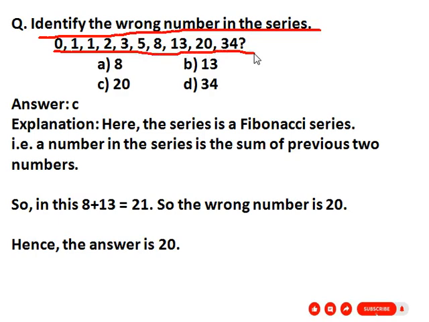See, this is a Fibonacci series. Fibonacci series what? So 0 plus 1, 1, then 1 plus 1, 2, then 1 plus 2, 3, then 3 plus 2, 5, in this manner. So in this 8 plus 13 is 21, so wrong number is 20. See here, 8 plus 13, here will be 21, but given 20, so wrong number is 20. So our correct answer is option C, 20.